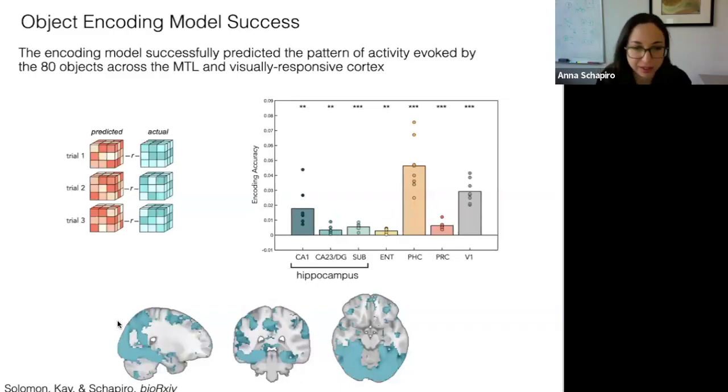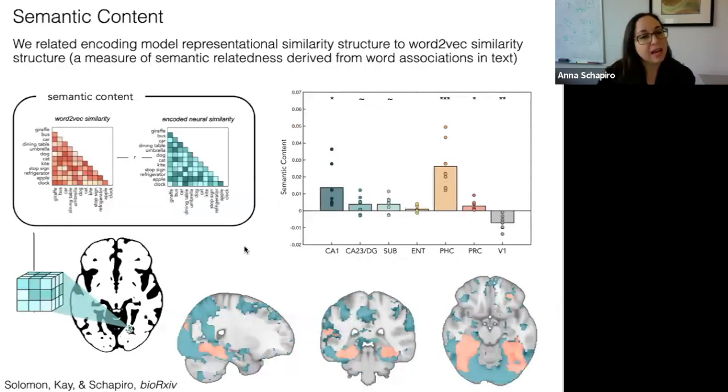So it works across all of visually sensitive cortex, but it also works in the hippocampus, which I don't take for granted because often our signal is not that great and object representations are not that clear. But with this very high quality data set, we do get these nice object representations in the hippocampus and much of the brain.